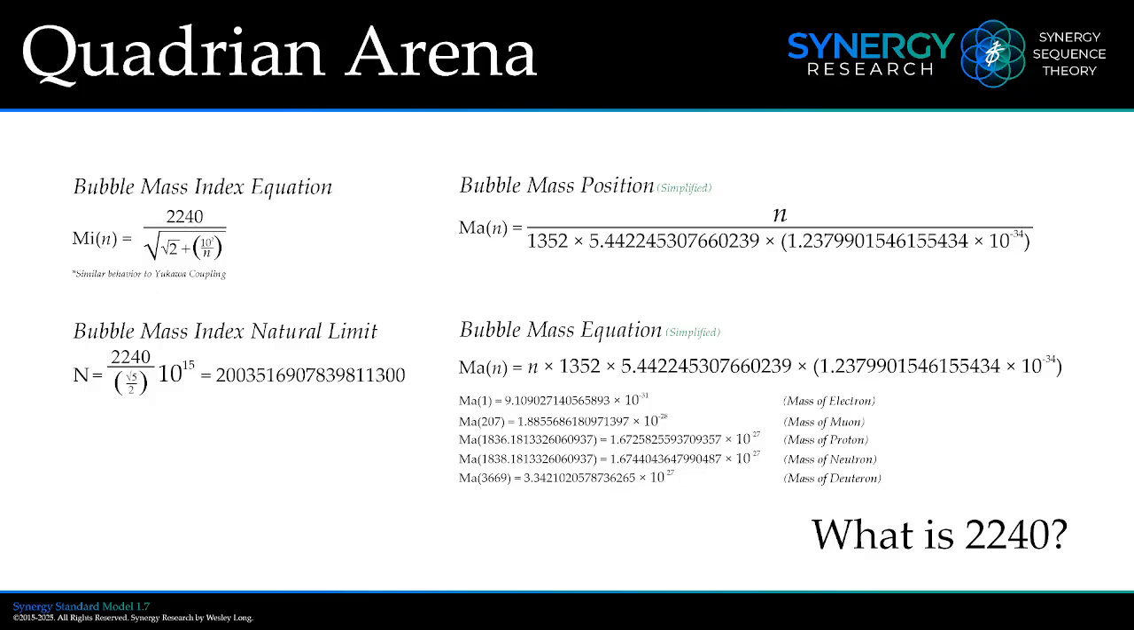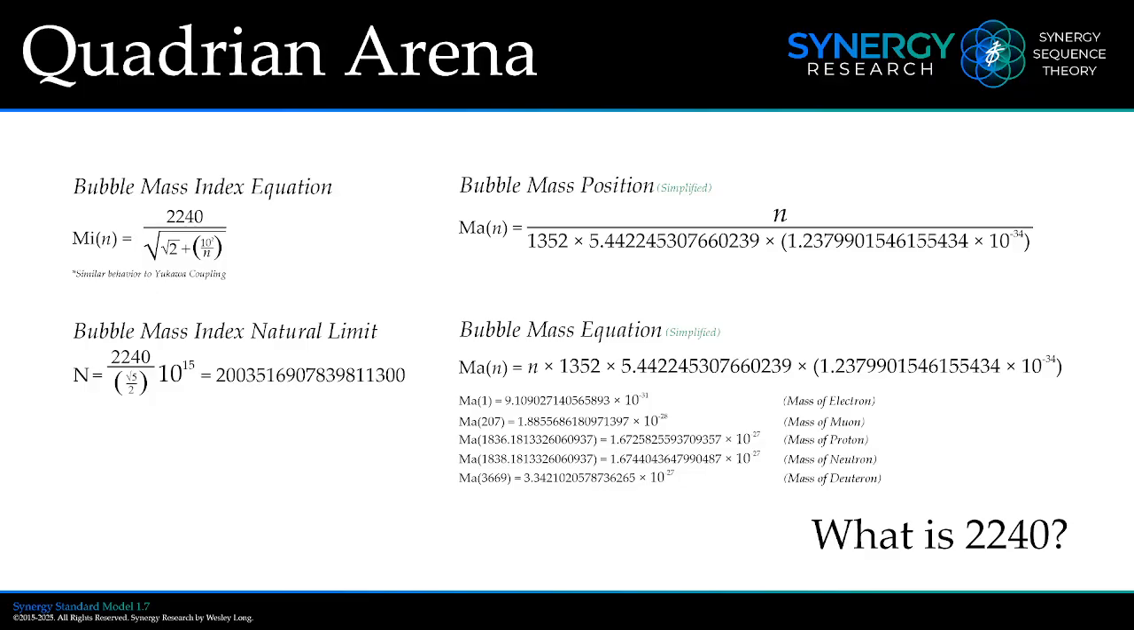Let's examine the results. m(1) equals 9.109 times 10 to the minus 31, mass of the electron. m(207) equals 1.885 times 10 to the minus 28, muon. m(1836) equals 1.672 times 10 to the minus 27, proton. m(1838.18) equals 1.674, neutron. m(3669) equals 3.342, deuteron. These are not approximations. These are exact matches to 6 or more significant figures produced with no empirical mass inputs.